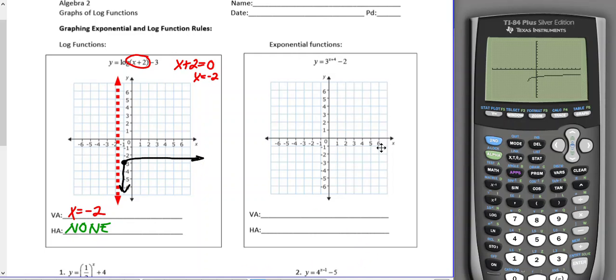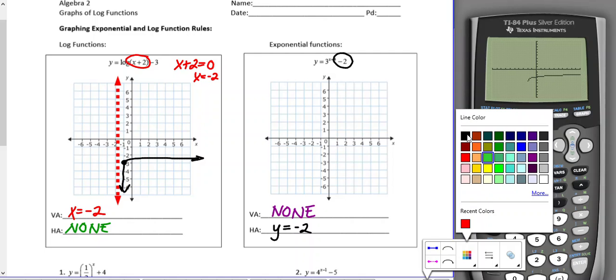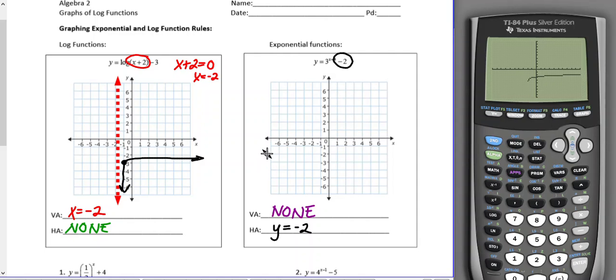Okay, we're going to go through the same process with the exponential functions. Exponential functions, they never have a vertical asymptote, so you get to write none on the VA. Horizontal asymptote, they do have, and in order to get that, it's whatever is at the end. And there are no special rules on this one, so we just get y equals negative 2. So again, I'm going to go over to my lines, and I'm going to graph it at y equals negative 2.